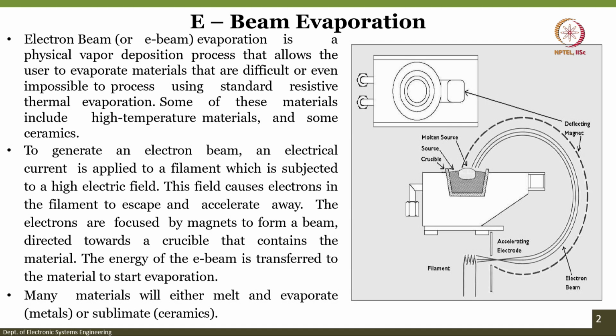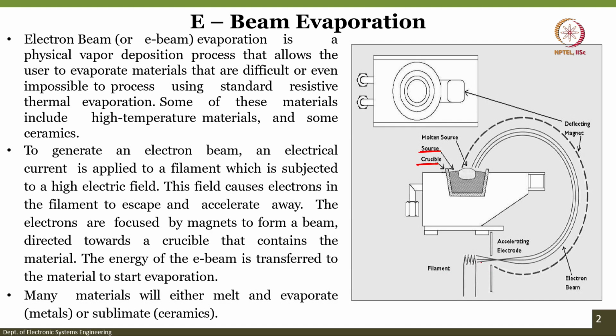There is a filament, then an accelerating electrode, then a deflecting magnet. The deflecting magnet can be used to deflect the electron beam onto the source material, which is loaded onto the crucible in this case. Here we may or may not use metal for the crucible, or we can use graphite as a crucible. This is the material which is loaded onto the crucible, and the filament generates a high electron beam.